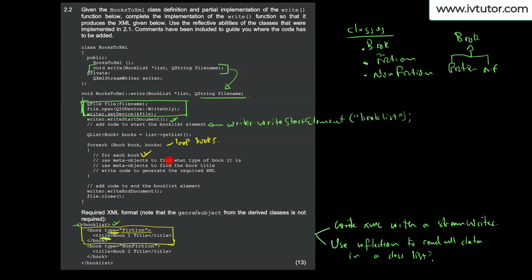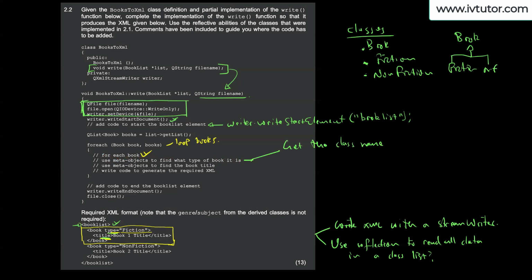So using reflection, what do you want to do here? You want to get the class name of that book so that you can use that as the attribute here using reflection. So use meta objects to find what type of book it is. That's exactly what they are telling you. Find what type of book it is. Get the name of the class for that book. What else do you want?